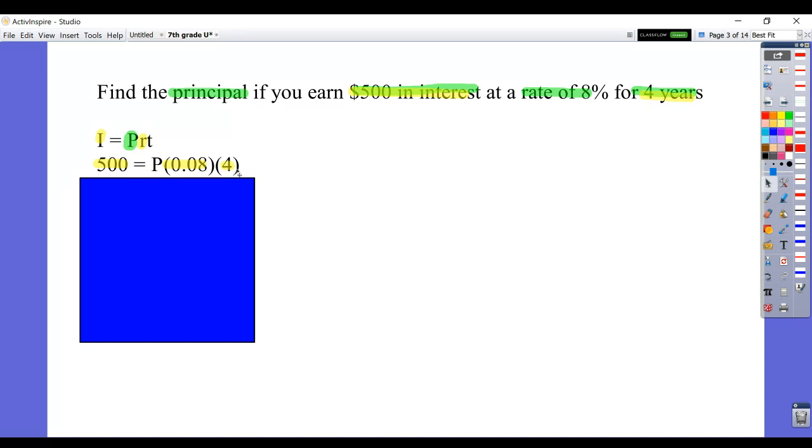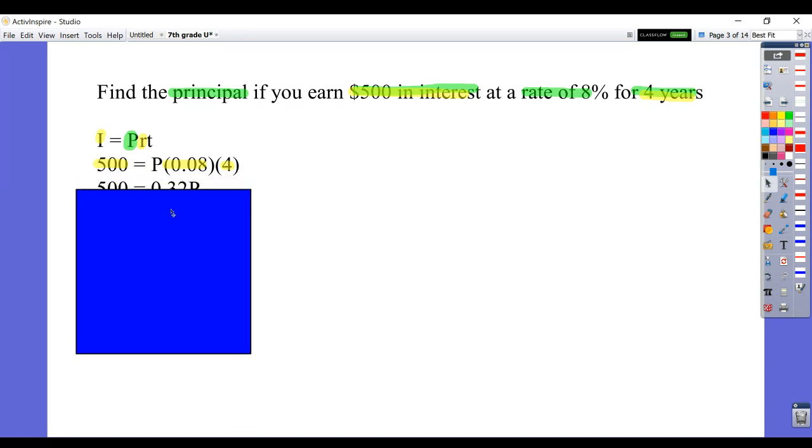So when we solve this type of equation, which we've done last unit as well, we would start by multiplying these two numbers. So we'd multiply the 0.08 times the 4 and get 0.32 times the P. So what we've done is we've multiplied the two values here, and that is the coefficient, or the multiplier, of the P. So we now have 500 equals 0.32 times P. Again, our goal is to get P by itself. So we are going to divide both sides by 0.32.